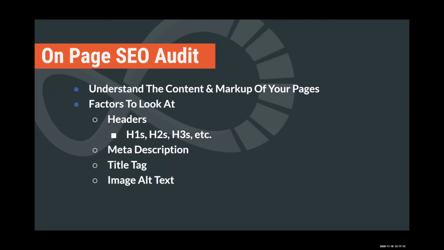And then the other side of the coin, there's the on-page SEO audit. So that's understanding the content and the markup of your pages. And this is more of a front end look of your website. So factors that you're going to look at here are headers, which are H1s, H2s, H3s, and so on. And then there's your meta description, your title tag, and then your image alt text.